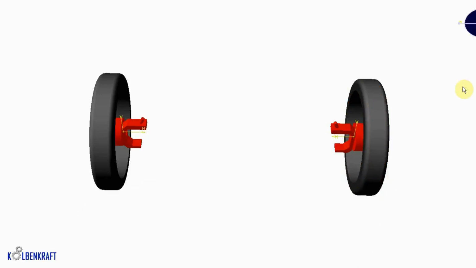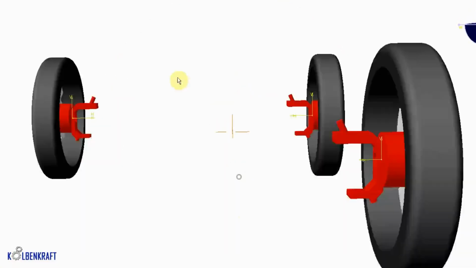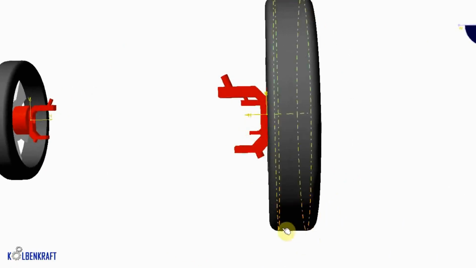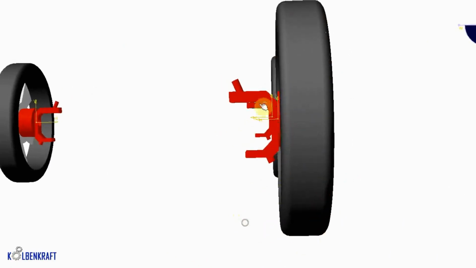Now we know why negative scrub radius is more advantageous than the positive one when it comes to vehicle dynamics. So hey, why not use negative scrub radius in every vehicle? The downside of this is that in order to achieve this negative scrub radius, the knuckle joint is mounted in such a way that it requires a lot of space.